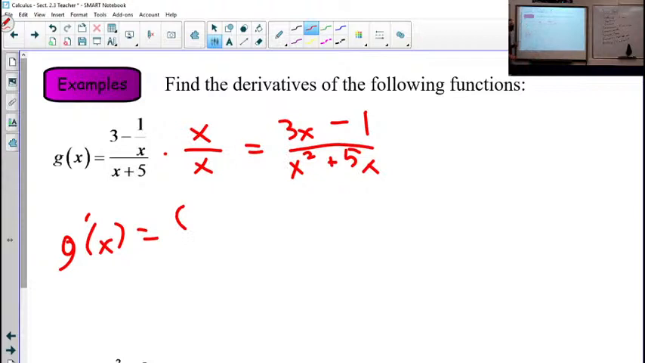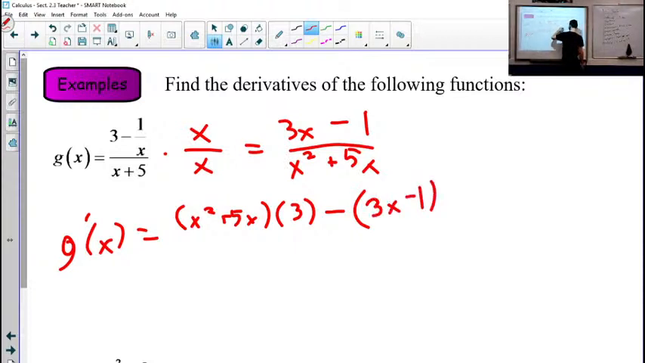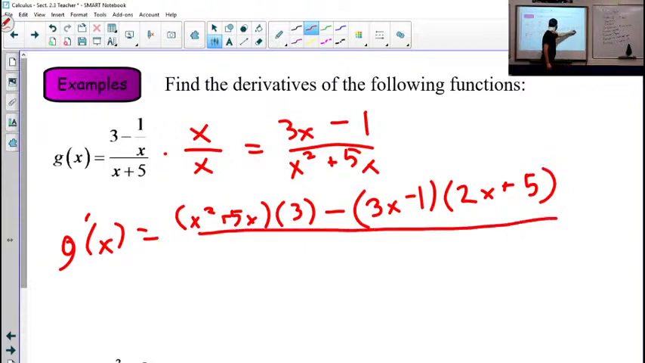Here we go. Low d high, derivative of 3x minus 1 is 3. Derivative of 3x is 3 minus derivative of 1 is 0. Minus high, 3x minus 1. D low, derivative of x squared. We're taking derivative of the bottom here. So derivative of x squared here is 2x. Derivative of 5x is 5. Over the square of what's below.